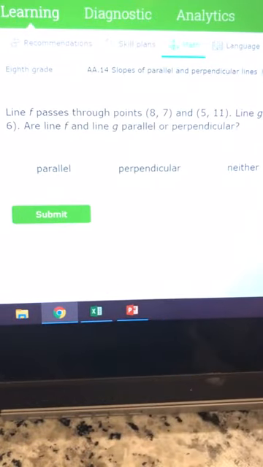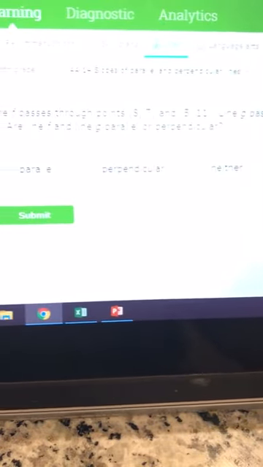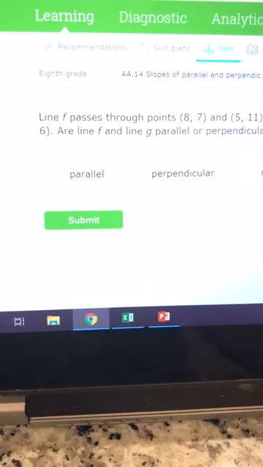This example says that line F passes through points (8, 7) and (5, 11). Line G passes through points (3, 3) and (7, 6). Are F and G parallel or perpendicular?